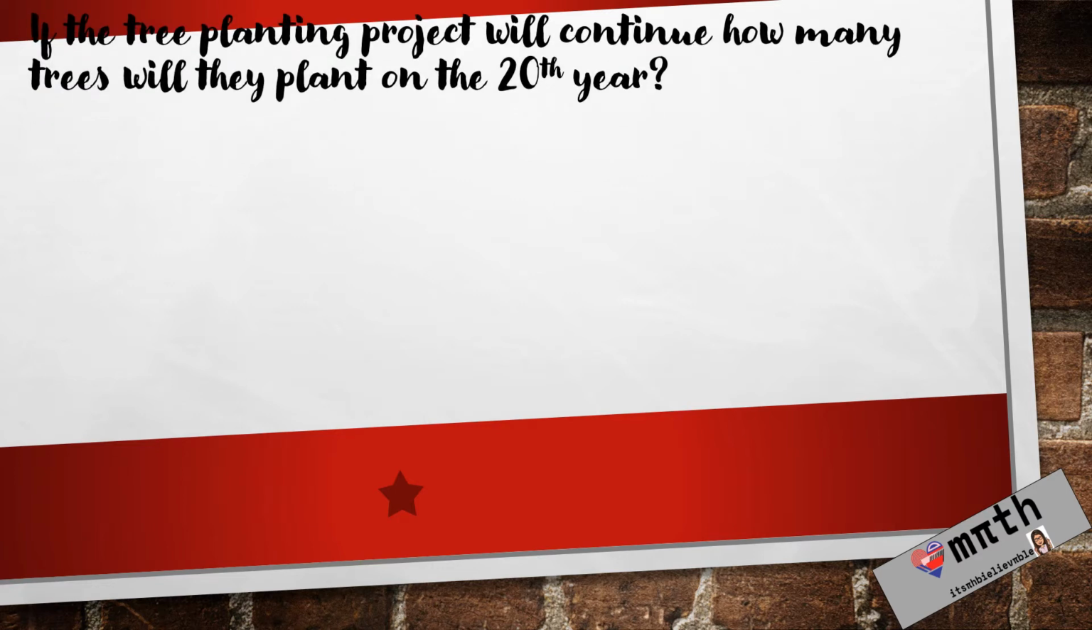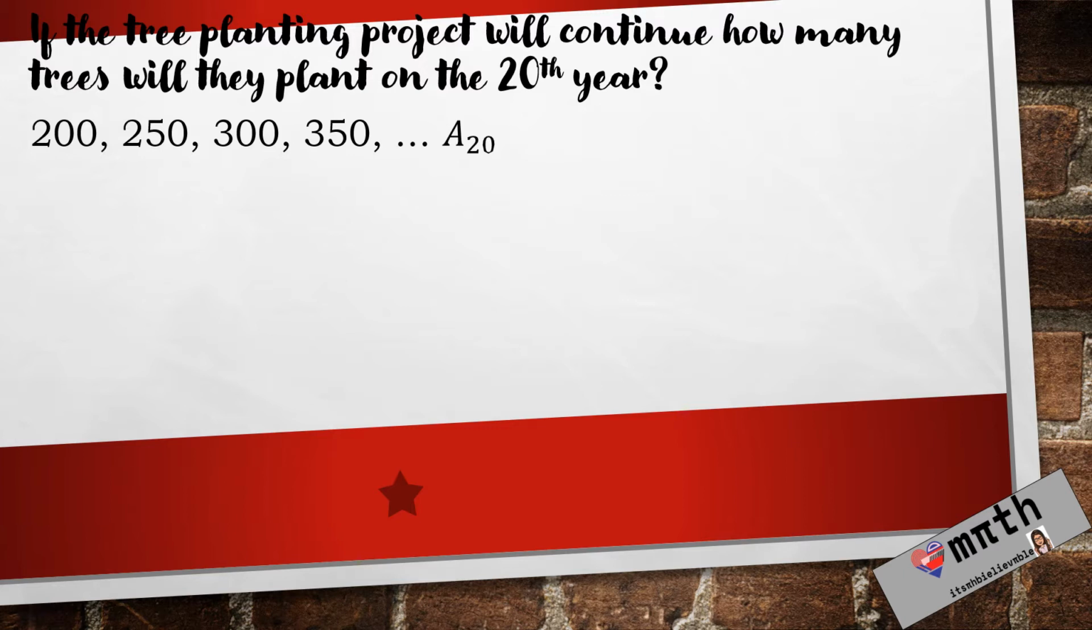For our second example, it is related to the first problem. Let us read. If the tree planting project will continue, how many trees will they plant on the 20th year? So from there, again, let us see the given: 200, 250, 300, 350, and so on and so forth. And since we're looking for the number of trees that will be planted on the 20th year, that will be A sub 20, or we're looking for the 20th term of this sequence.